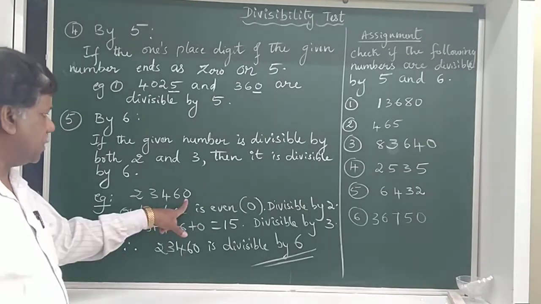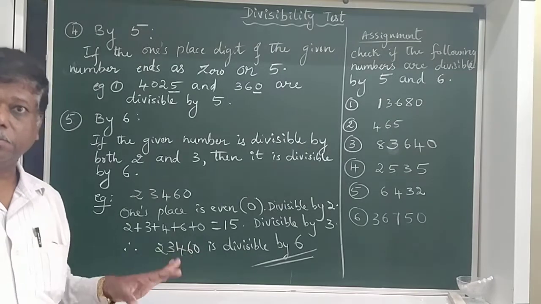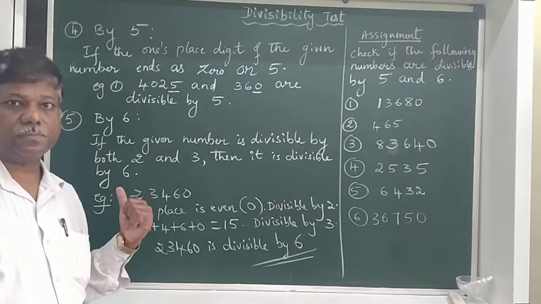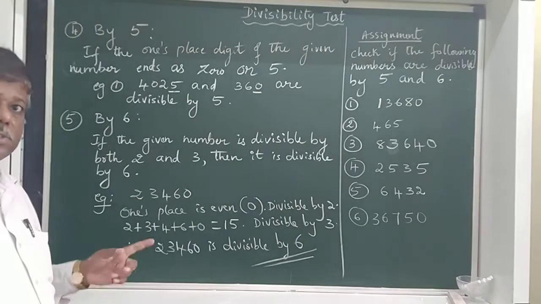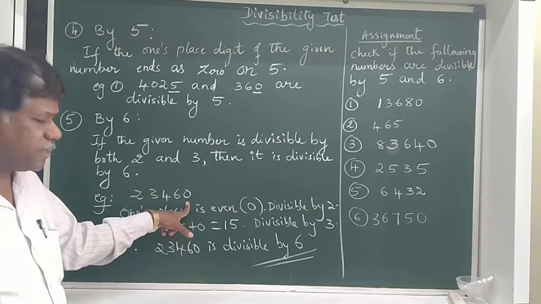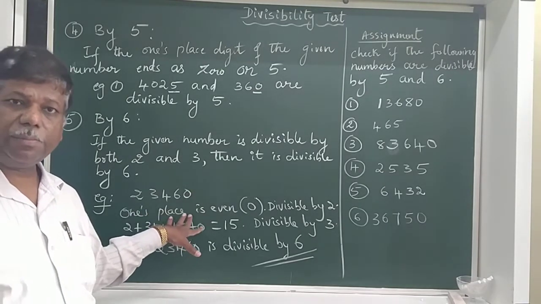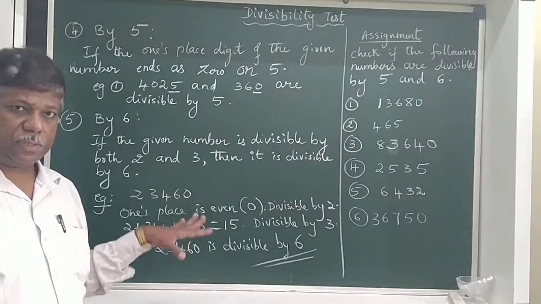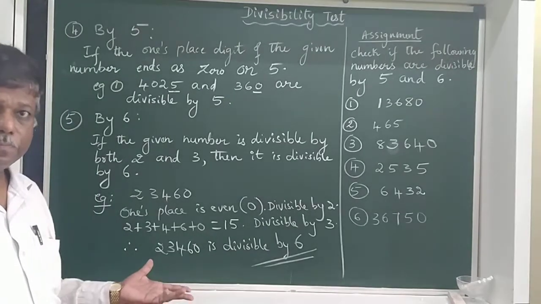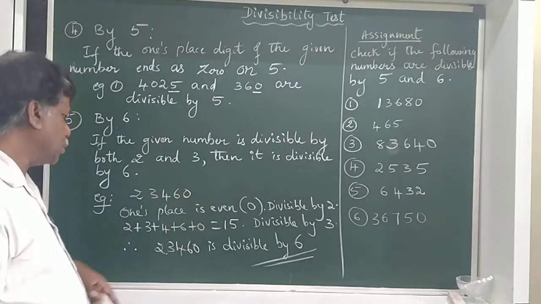Now of course you may say it ends with a 0, so divisible by 5. Okay, agreed. But the test here is to check whether it is divisible by 6. In order to be divisible by 6, check the last place, that is the ones place. Ones place is a 0, that means it is an even number, correct? If it is an even number, then the whole number 23,460 is divisible by 2. Now, is it also divisible by 3? We have to check that also.